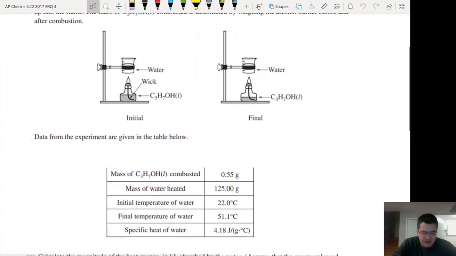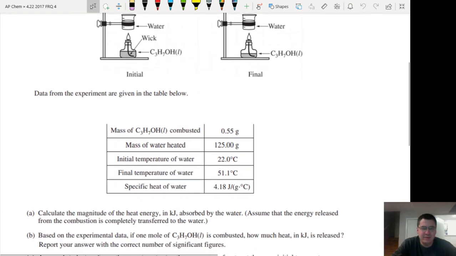Okay. Data from the experiment are given in the table below. They combusted 0.55 grams. It heated up 125 grams of water in that beaker. The initial temperature was 22. The final temperature was 51. And the specific heat they give you is the traditional specific heat.